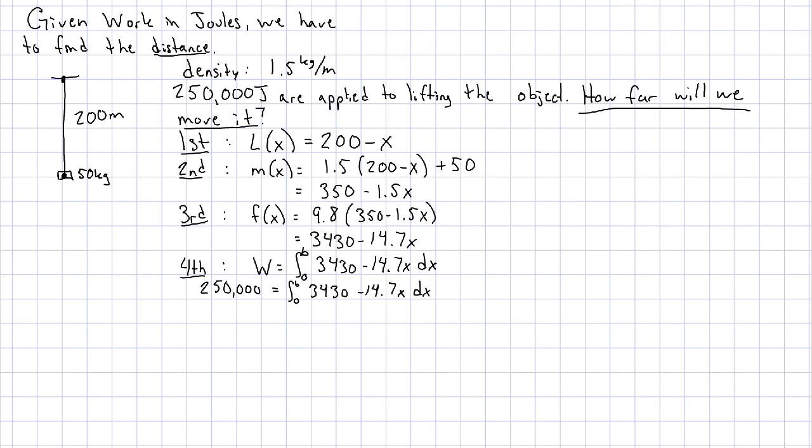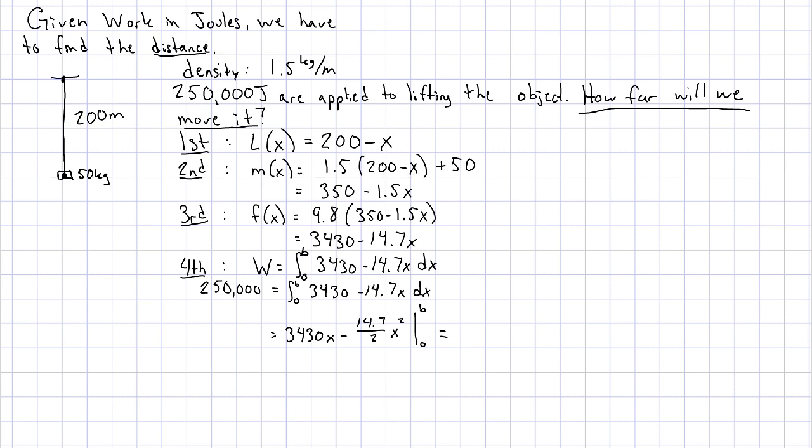So at this point, I need to take the antiderivative. When I take the antiderivative, I'm going to end up with 3430x minus 14.7 over 2 x squared. That is going to be evaluated from 0 to, oh, sorry, not 2, I apologize, 0 to B. I'm not going to worry about the fact that B is a variable. I'm going to treat it like a number and plug it in the same way.